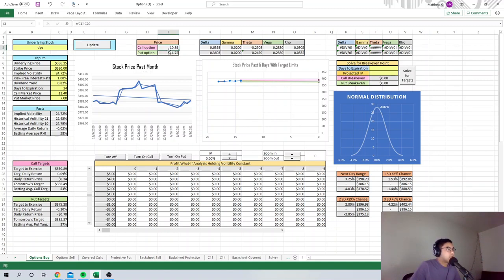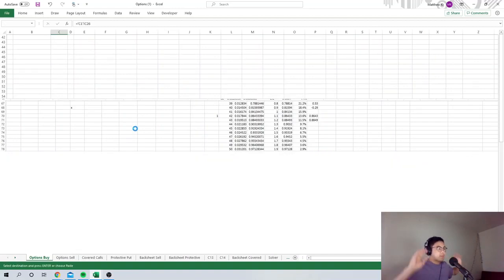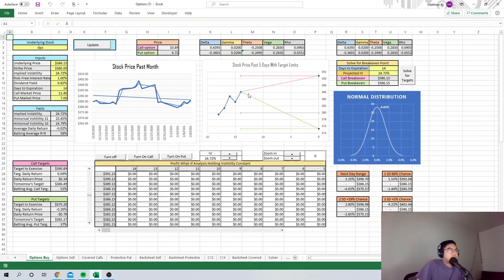So the put's a little off. For the model I have to update it because it has the copy and paste formulas all over the page. So I just put it in a macro and just hit a button. So it's just doing that right now. So now it's all updated.